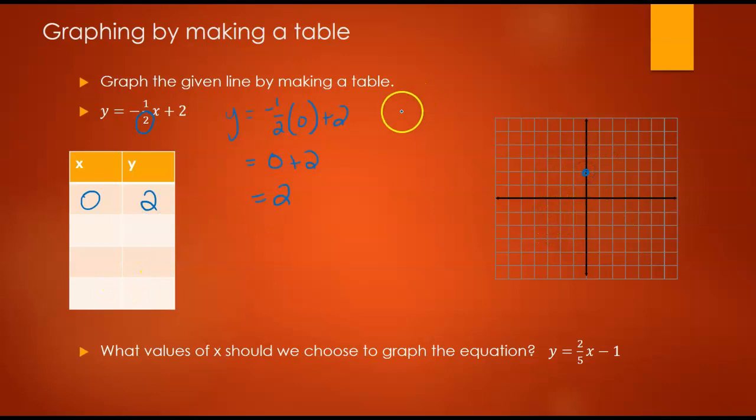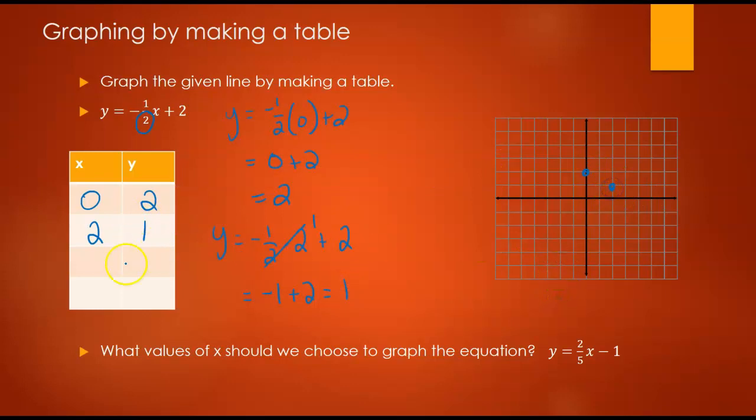But if I choose 1, I'm going to end up with a fraction. So I'm going to skip 1 and choose things that are divisible by 2. So if I do negative 1/2 times 2 plus 2, remember we learned that we divide by the denominator and multiply by the numerator. So this becomes 2 divided by 2 is 1, negative 1 times 1 is negative 1, and negative 1 plus 2 is 1. So that's over 2 and up 1.